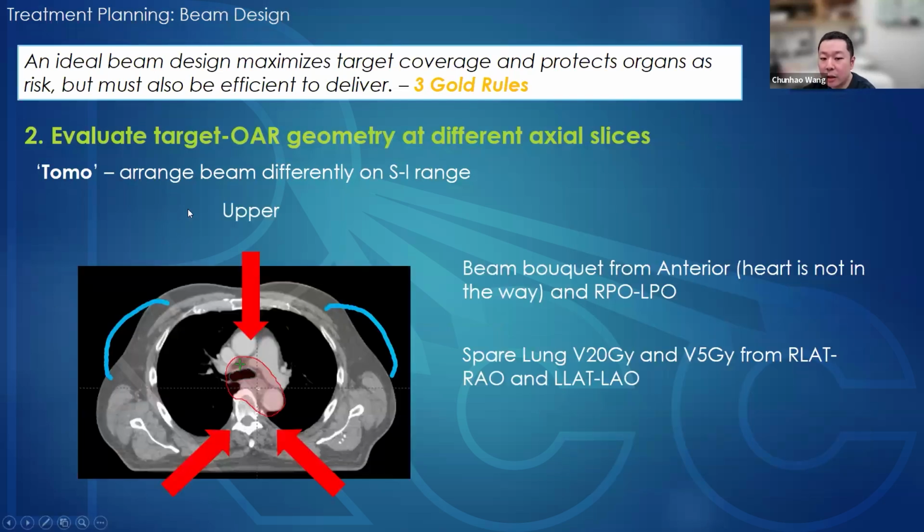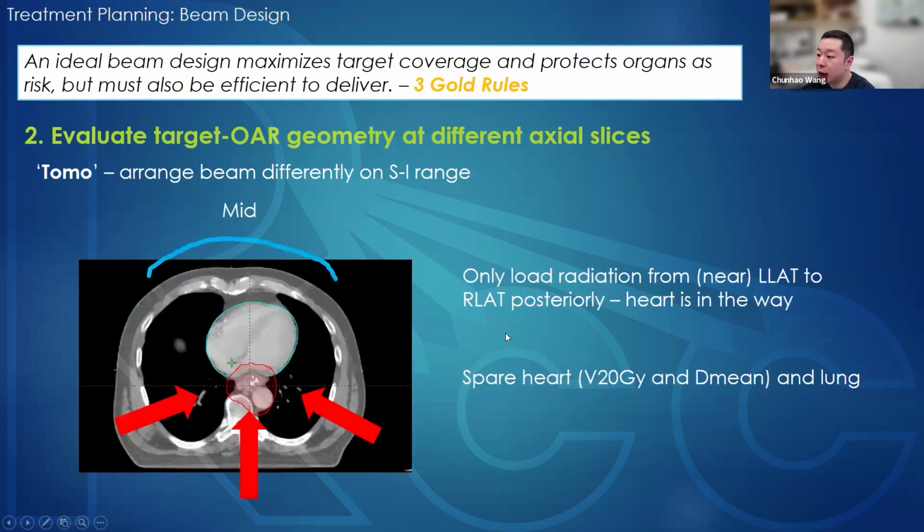So when we are treating the upper 1/3 esophagus, the heart is out of field. So our strategy here is to shoot radiation from the RPO region, LPO region, and AP region in order to spare the RAO and the LAO region, in consideration of lung V20 Gy and V5 Gy. So over here we're going to have a Mercedes-shaped, 3-beam bouquet to achieve this consideration. And then we're going to move on to the mid esophagus.